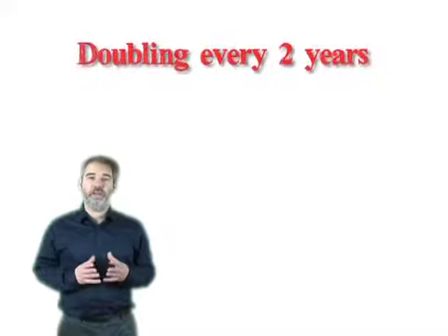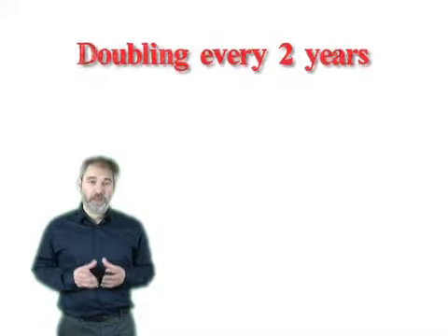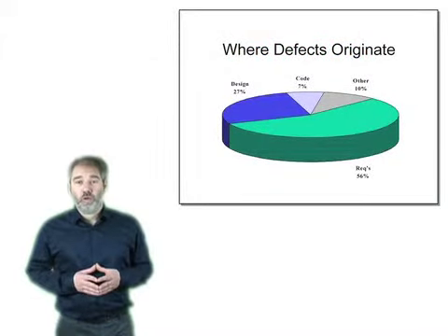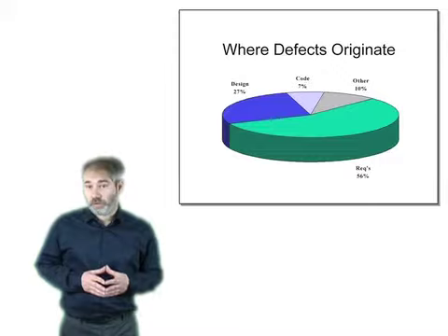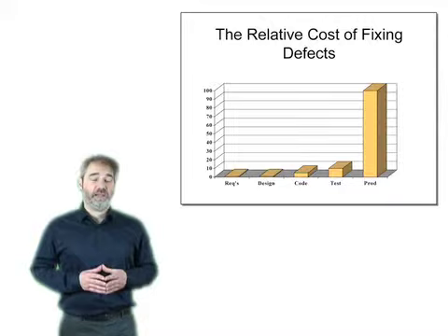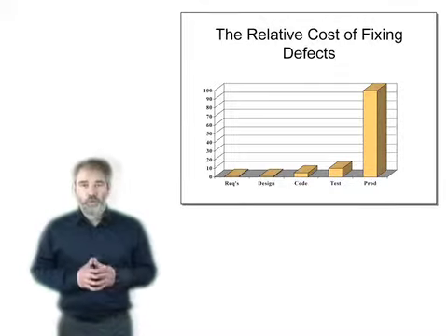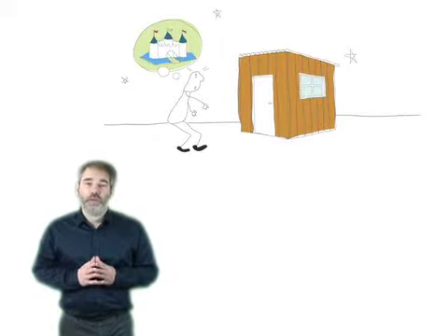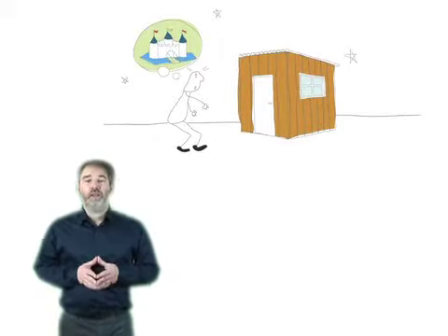Now, the issues in software development is that first, the amount of software is doubling every 2 years. And another aspect is that most of the defects originate from the requirements. But the later you fix an issue, the more expensive it will get. So what our technology will help you to do is to document what you want and make sure that what you get in the end is what you thought in the first place.